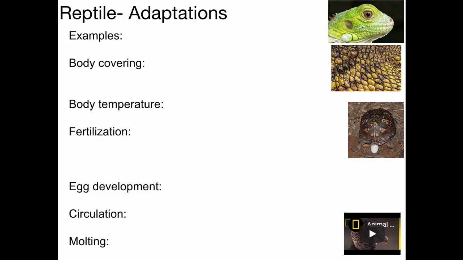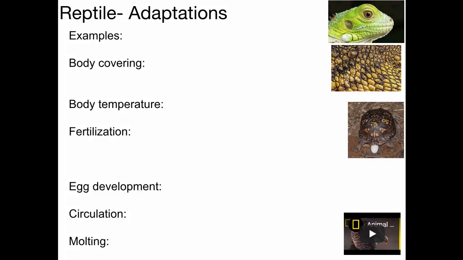So we're gonna follow a similar pattern to what we've been doing. We'll talk about some adaptations. We'll talk about a bunch of the same categories for reptiles as we did with the other groups, and compare them, talk about interesting adaptations, examples, and we'll move on from there.